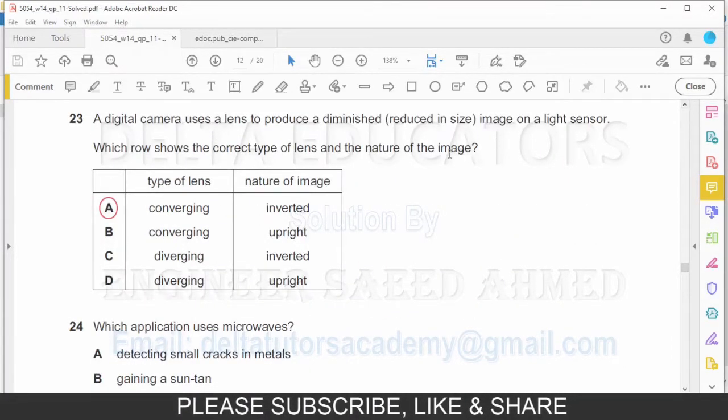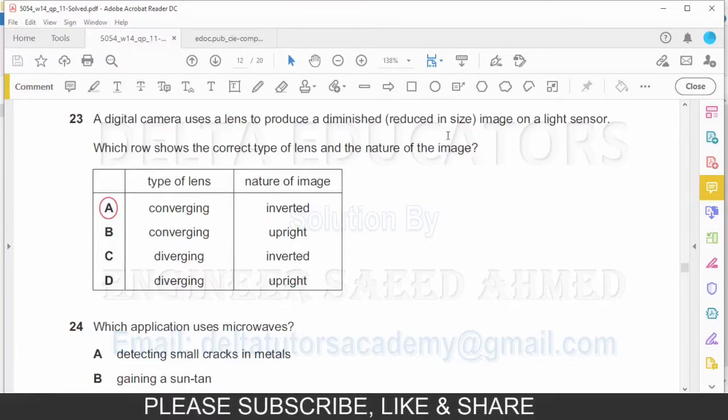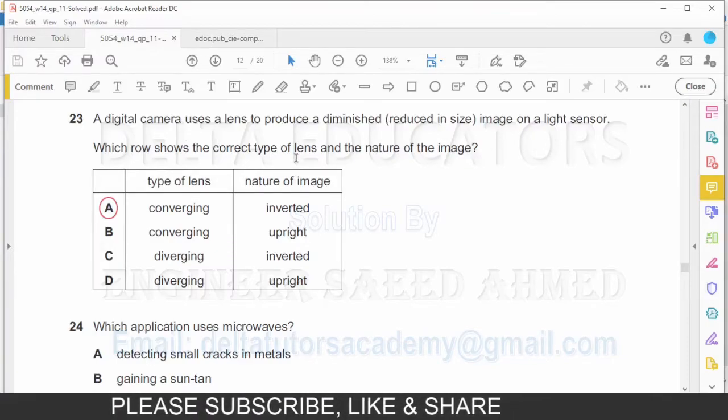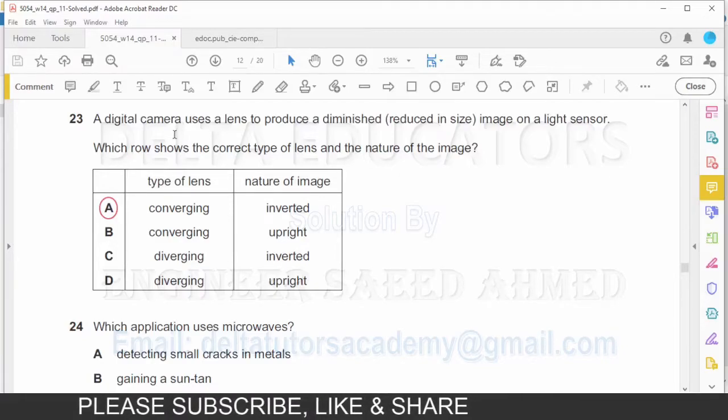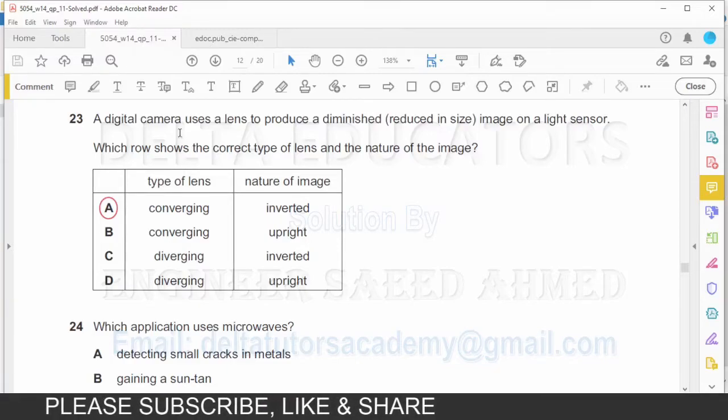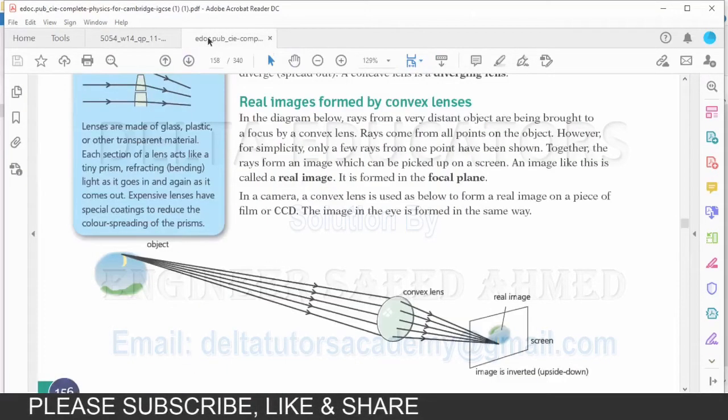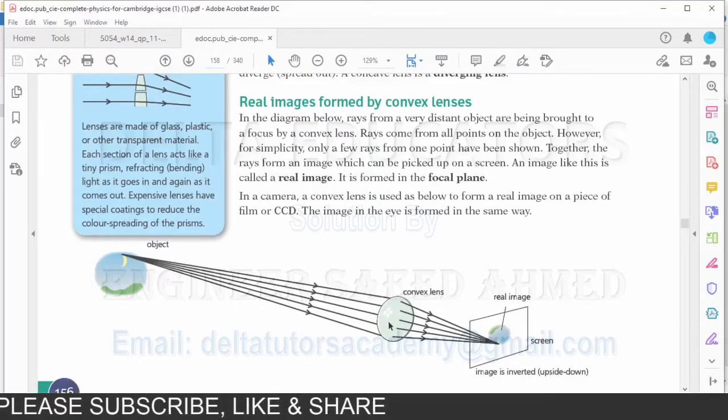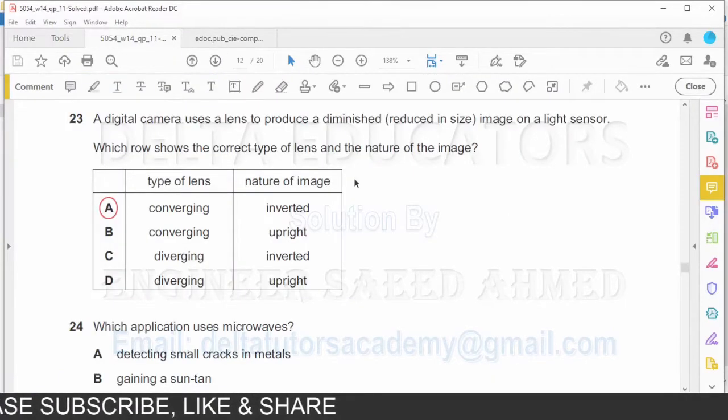Question number 23. A digital camera uses a lens to produce a diminished, reduced in size image on a light sensor. Which row shows the correct type of lens and the nature of the image? Okay, in a camera, we use convex lens and the image formed is real and inverted. Now we will check our option.